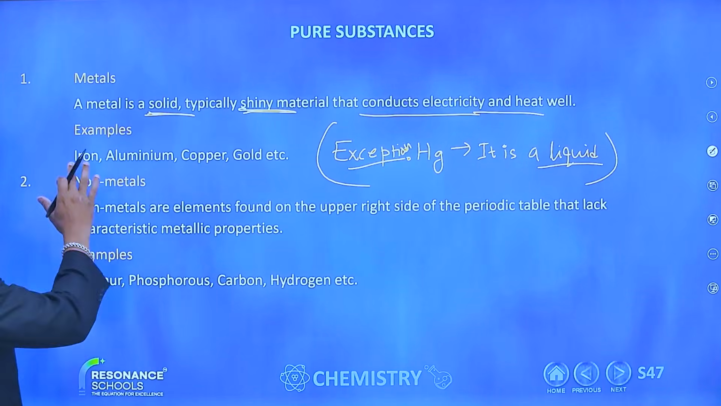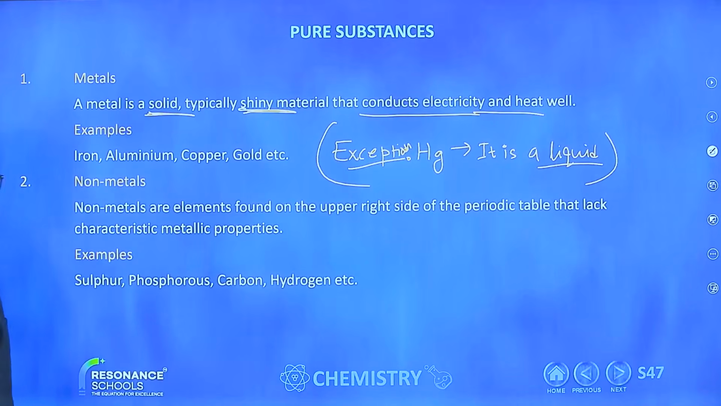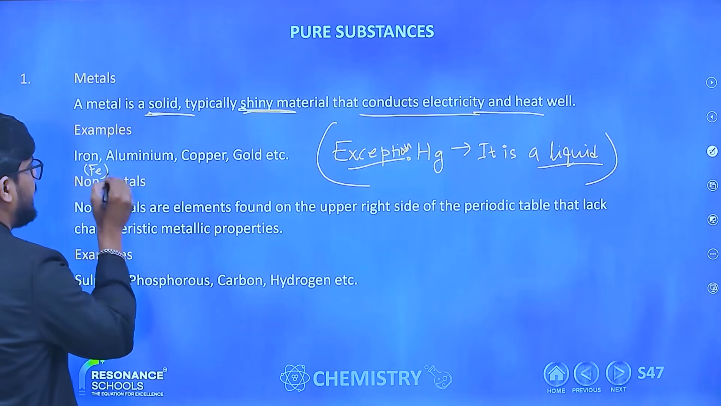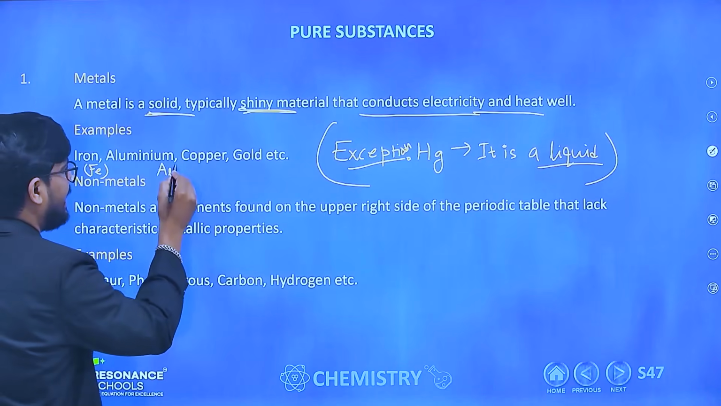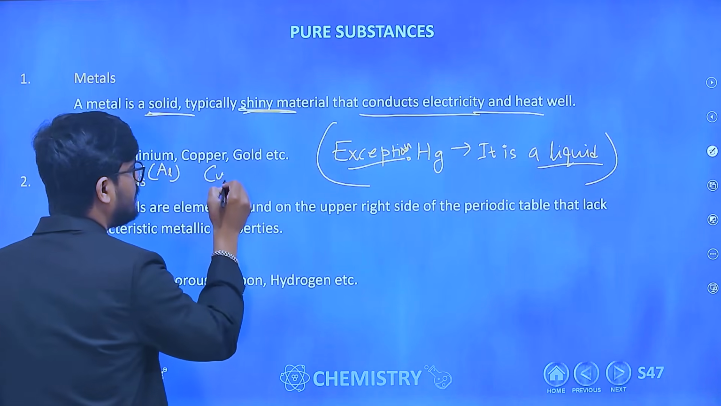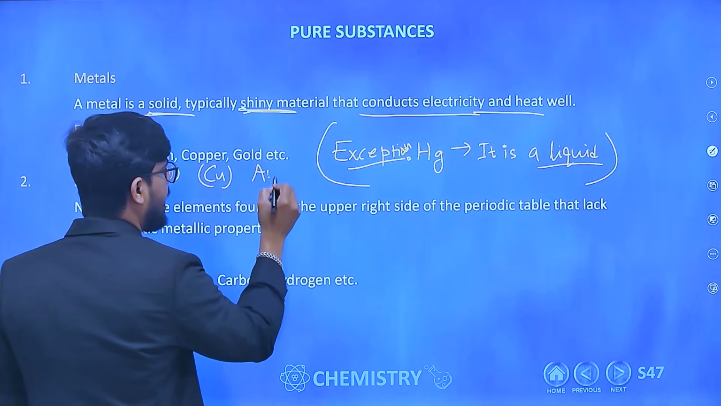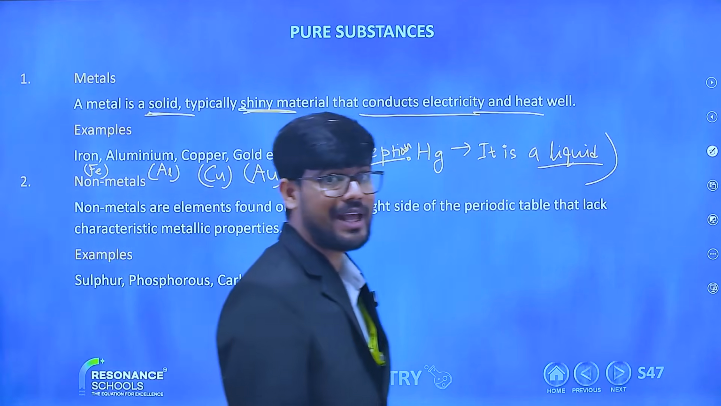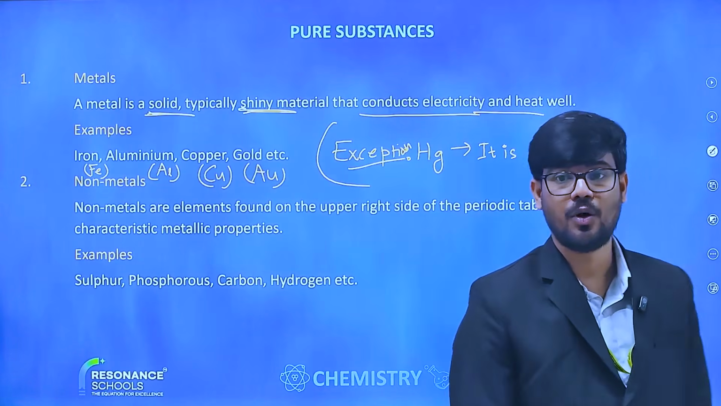Acha, now along with this, you have to write the symbol of elements. Iron, just write Fe within bracket. Aluminium, write Al. Copper, Cu. Gold, Au. Within bracket, always write the symbol.